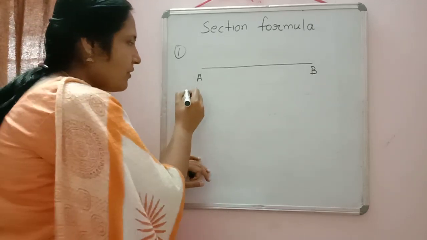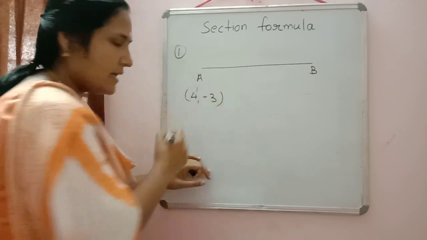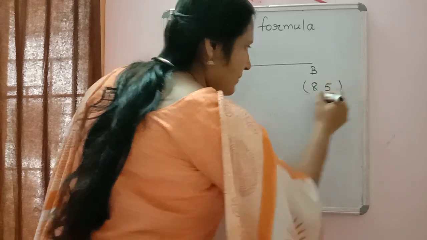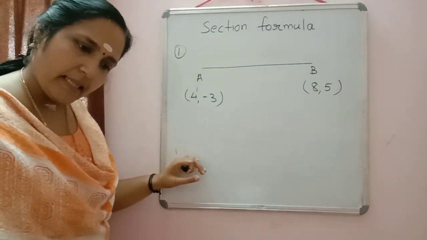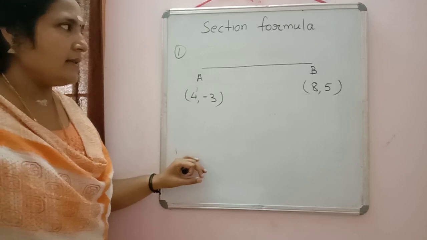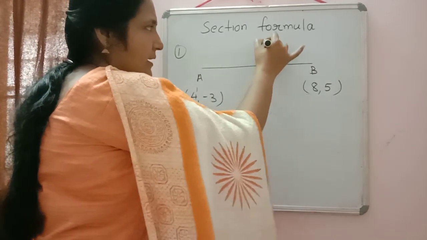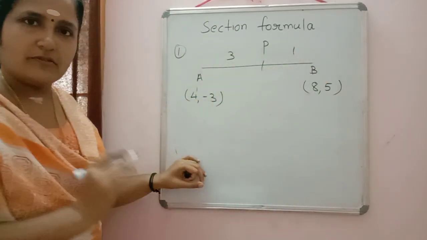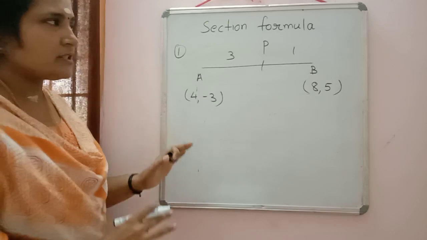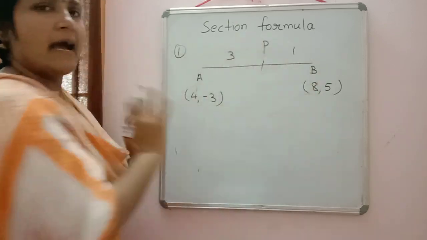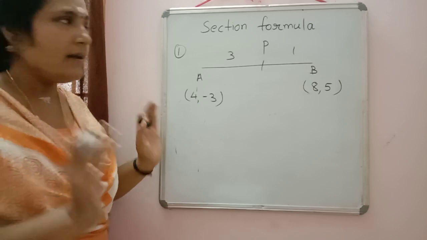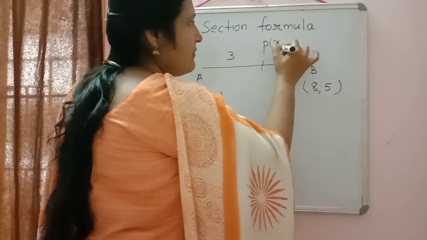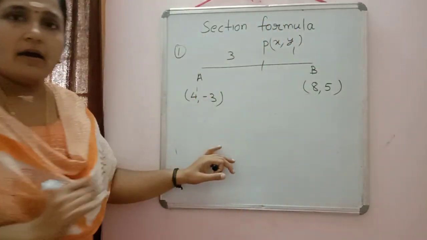The points 4 comma minus 3. So we have taken A as (4, -3) and B as (8, 5). And it is given in the ratio 3:1 internally. So somewhere we have the point P which divides AB in the ratio 3:1. Whatever is given in the question, we wrote everything in the diagram only. Clear? Now we have to find the coordinate of P. So the coordinate of P we will write here as x comma y.